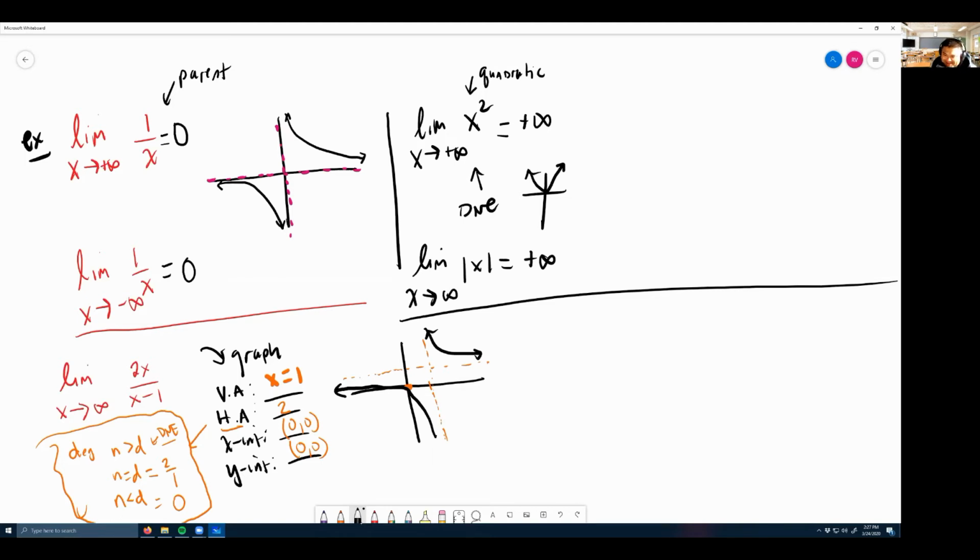So we can ask ourselves the question, what is the limit as x approaches positive infinity of f of x, and is it equal to the limit as x approaches negative infinity of f of x? Here's a hint. They're the same answer.